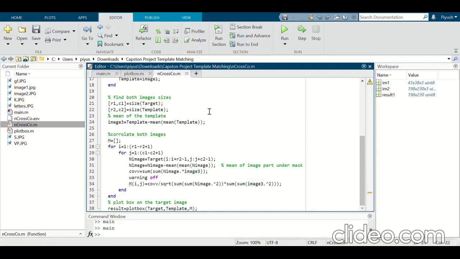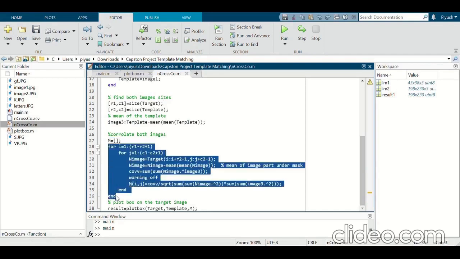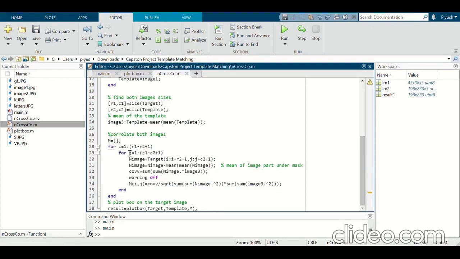Now let's understand how we correlate these two images. For this we calculate the normalized cross correlation coefficient. How do we calculate this? First I made an empty matrix named M for storing all those correlation coefficients, and then I made a nested for loop iterating over the ith row and jth column, where i is from 1 to r1 minus r2 plus 1, and j is from 1 to c1 minus c2 plus 1.